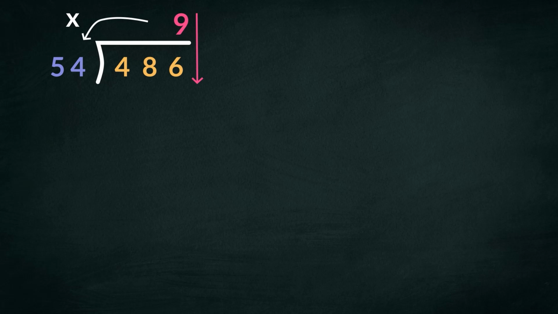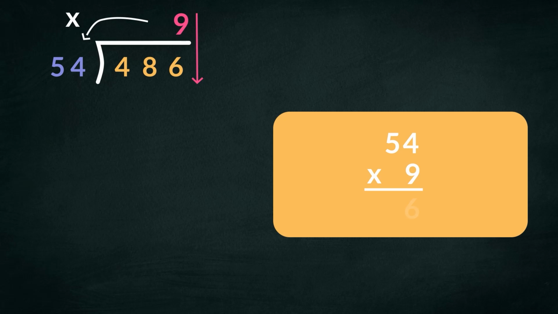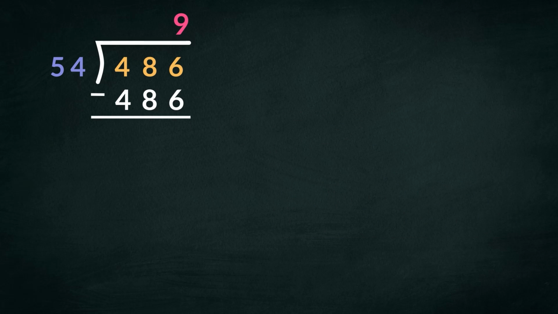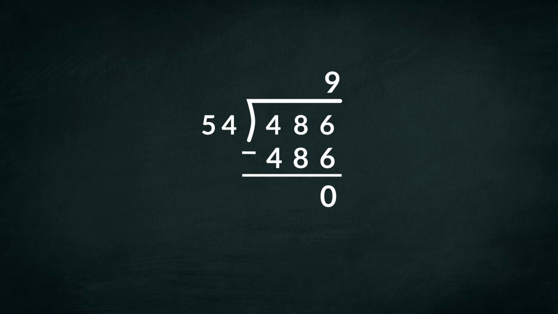All right, it's time to multiply. It's a multi-digit multiplication, so be sure to calculate carefully on the side. 9 multiplied by 54 equals 486. And 486 minus 486 equals 0. Wow, we ended up solving this division nicely with 0 remainder.